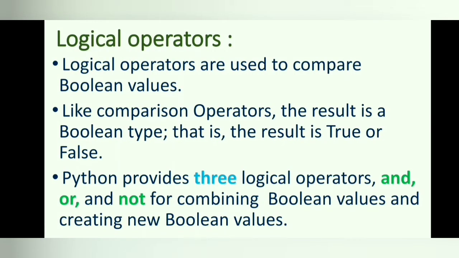Logical operators. Logical operators are used to compare Boolean values. Like comparison operators, the result is a Boolean type, that is, the result is true or false. Python provides 3 logical operators: AND, OR, and NOT for combining Boolean values and creating new Boolean values.